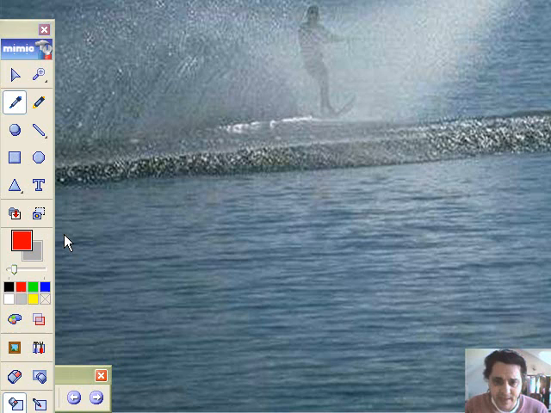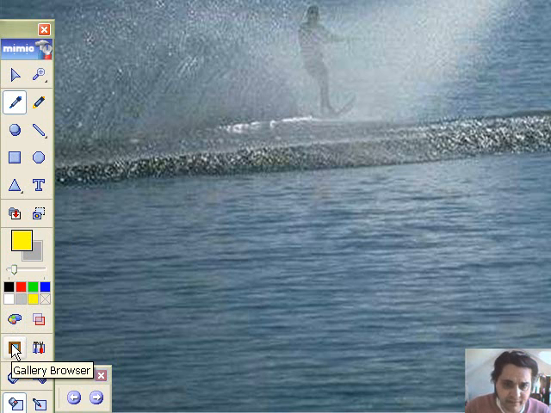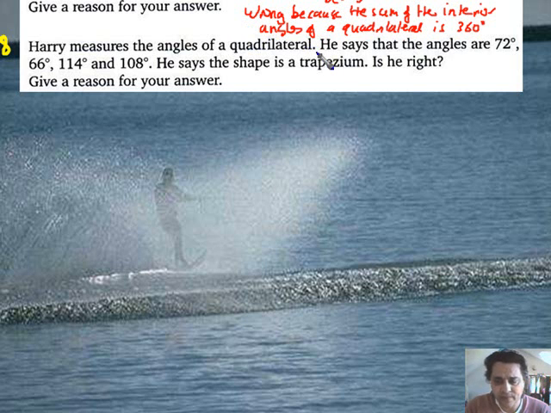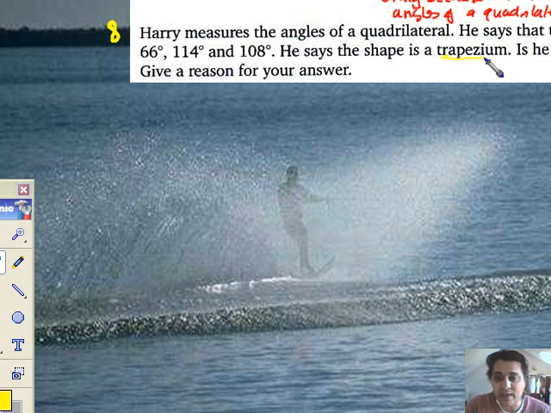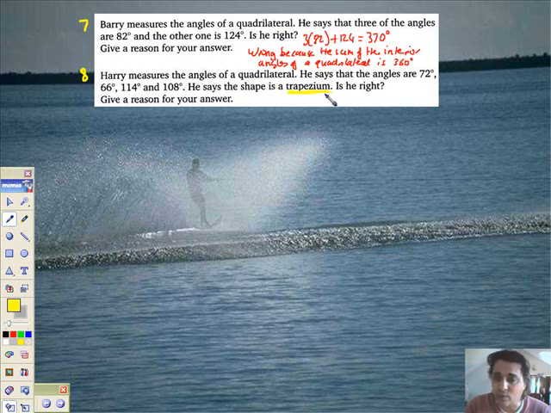Now we're going to talk to his mate Harry, who's a little bit more involved. Harry measures the angles of a quadrilateral. He says that the angles are 72, 66, 140, 108. He says that the shape is a trapezium. Is he right? Well, let's have a look.